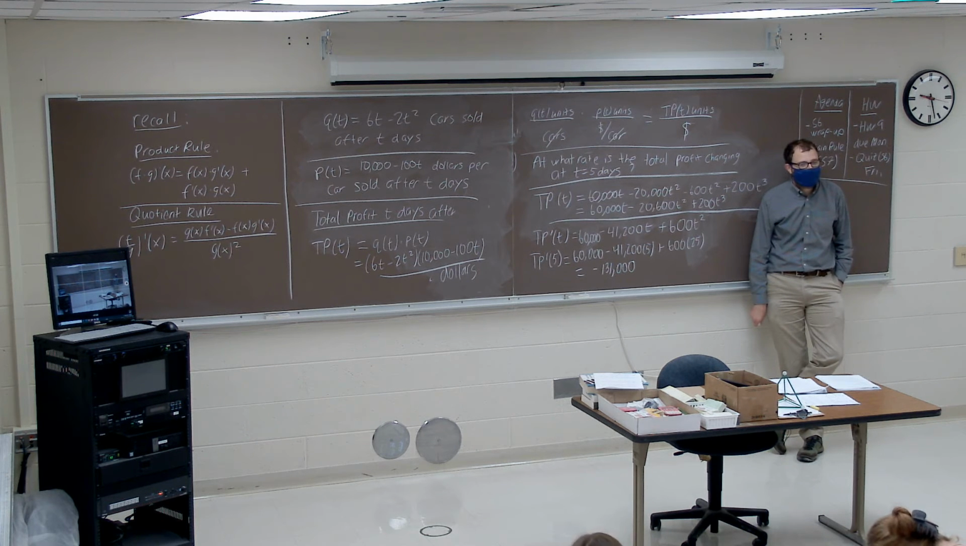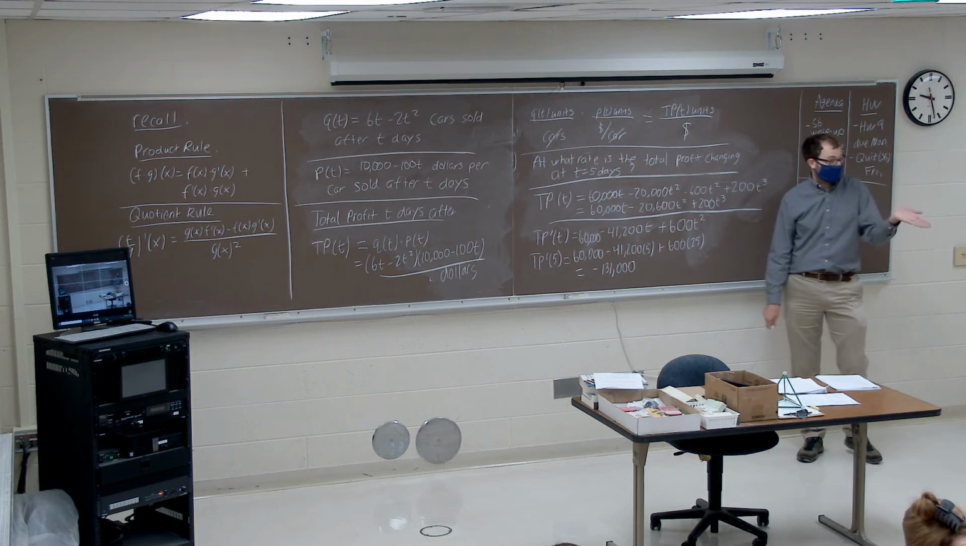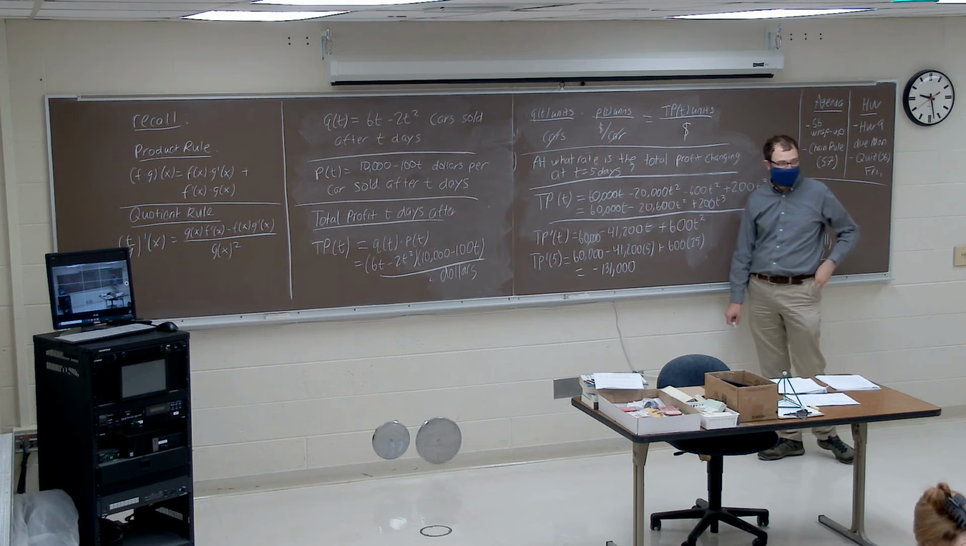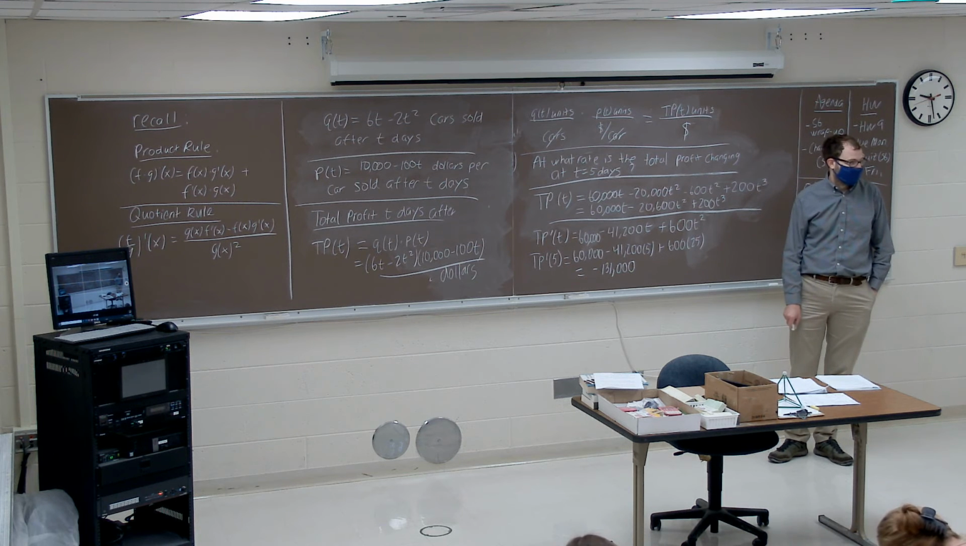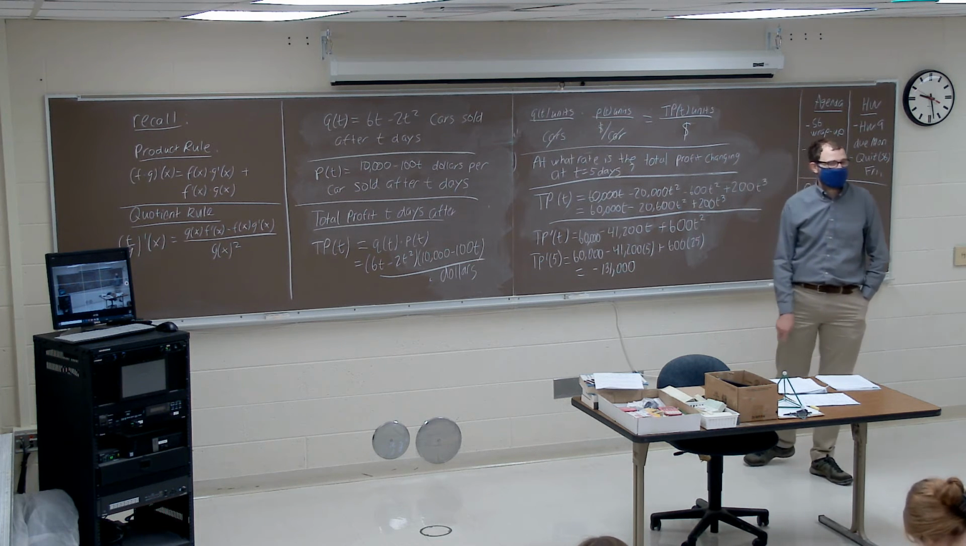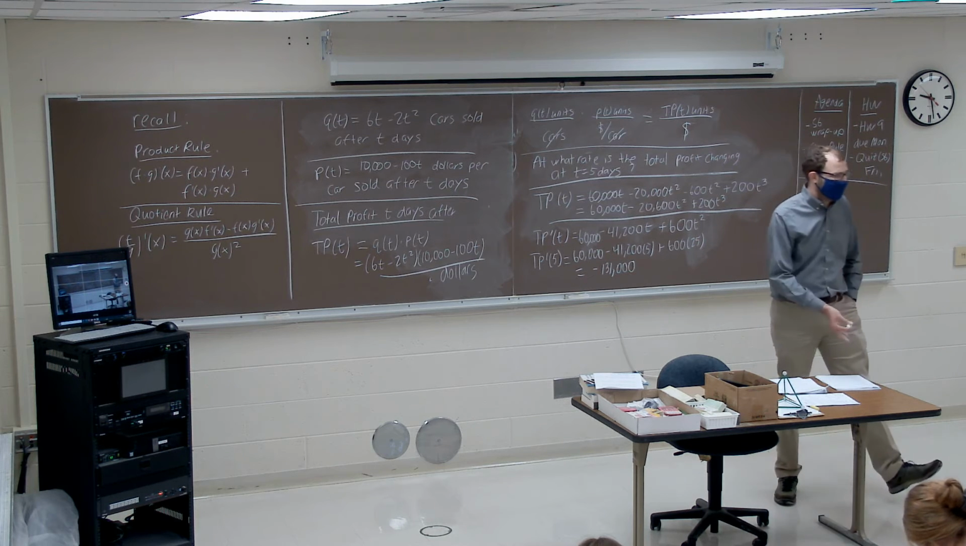Negative 131,000. What would the units be? Dollars? Do you agree with that? No, because it's the derivative, so change in dollars. Yeah, somehow we need to account for some sort of change in dollars. Sam, what do you think?